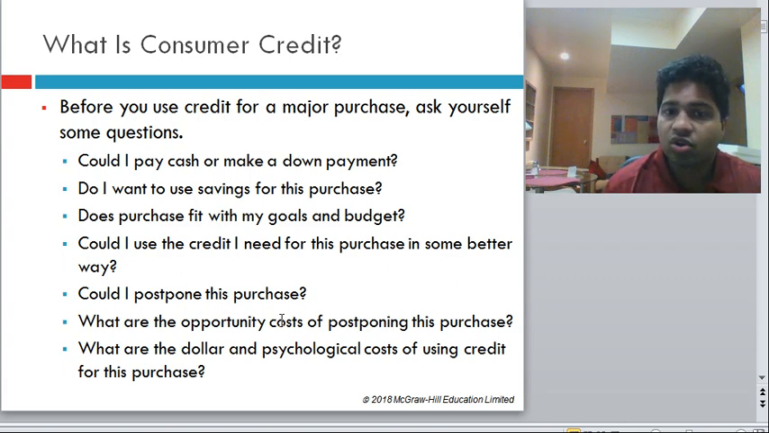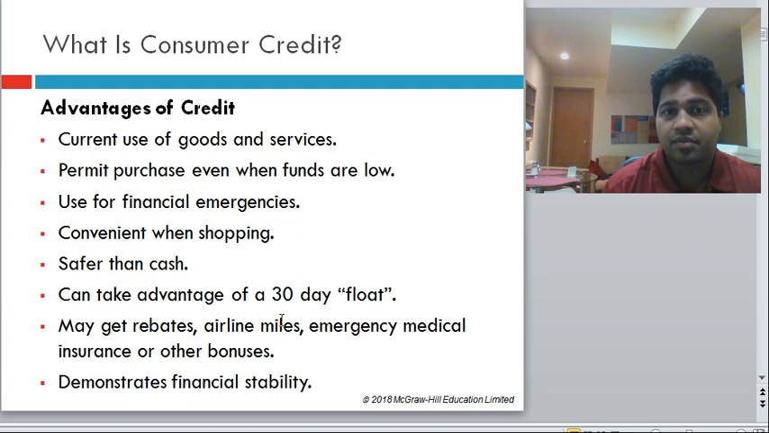What are the dollar and psychological costs of using credit for this purchase? Am I comfortable with credit? Can I make those payments? If I don't make those payments, what would happen to my psychological well-being? So, all this you have to consider when making a major purchase.